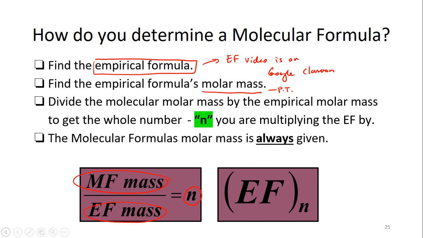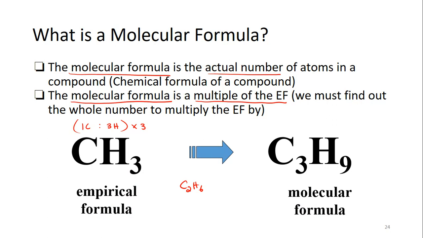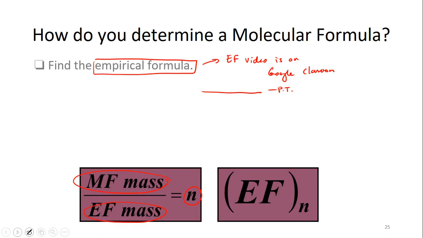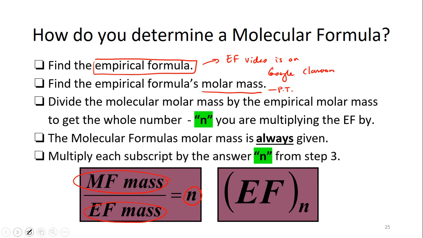So the number that you multiply your empirical formula by, I'm just going back to show you, this number, that's n, okay? So in order to get n, you have to divide the molecular formula's molar mass by the empirical formula's molar mass, and that tells you what number to multiply the empirical formula by. So then you take your empirical formula and you multiply it by n, and that gives you the molecular formula.